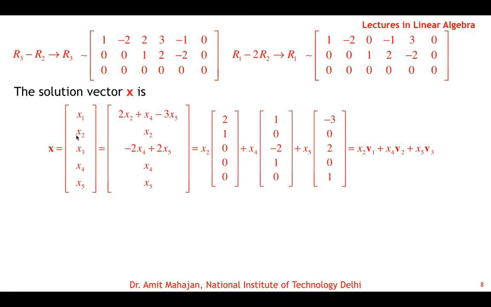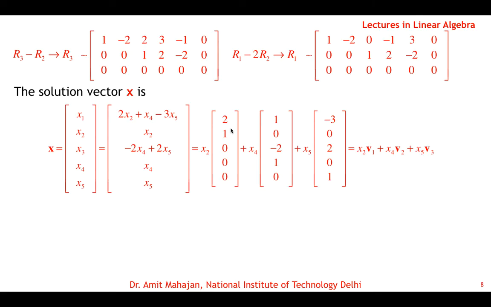x2 is a free variable, so it remains x2. x3 is the basic variable, so we can write it as minus 2x4 plus 2x5. x4 and x5 are free variables, and then we can decompose it to write as x2 times the coefficients of x2 from this, so 2 1 0 0 0, plus x4 times coefficients of x4, so 1 0 minus 2 1 0, plus x5 times coefficients of x5, minus 3 0 2 0 1. So clearly you can see this.